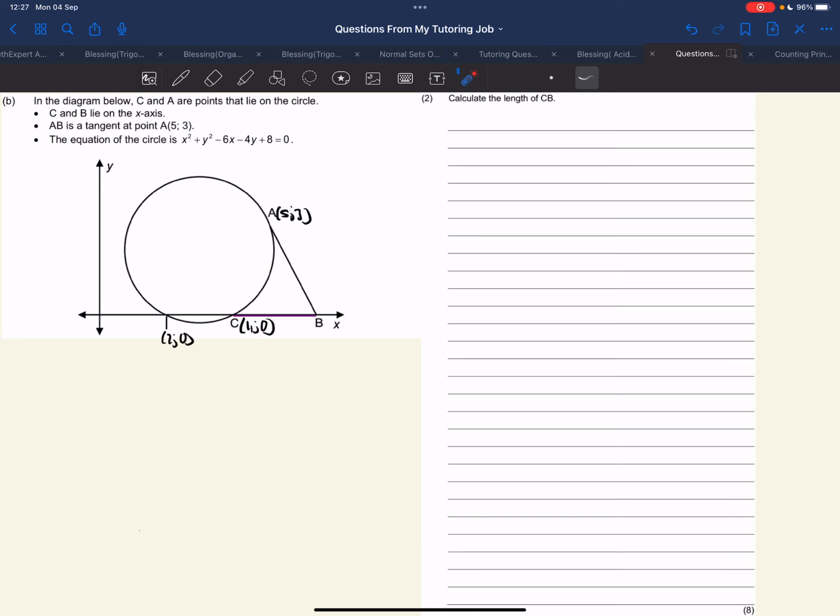No, I meant to say the coordinates of B, or the point B, actually lies on the line AB, and it's also the x-intercept of that line AB. Now, for us to find that coordinate, or that point there, we're going to need to know what the equation of line AB is.